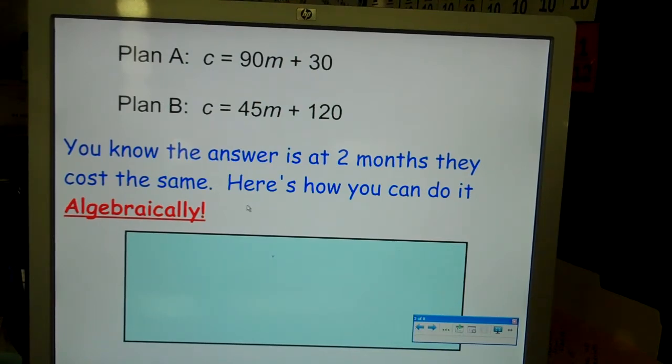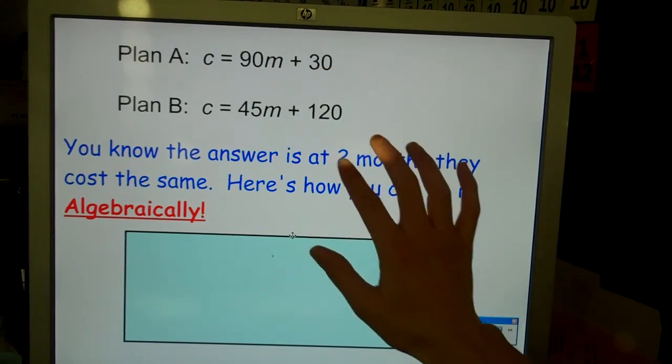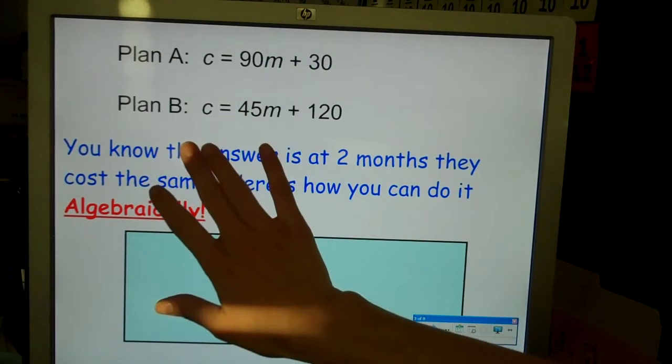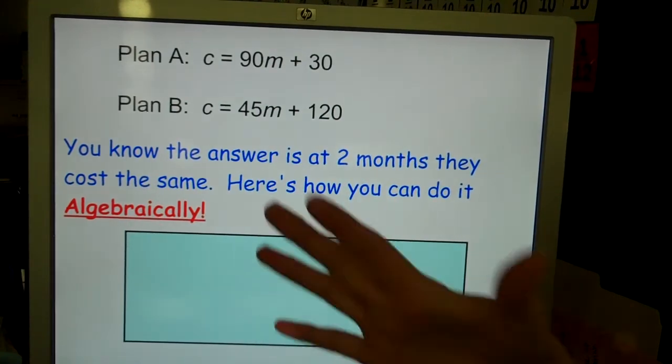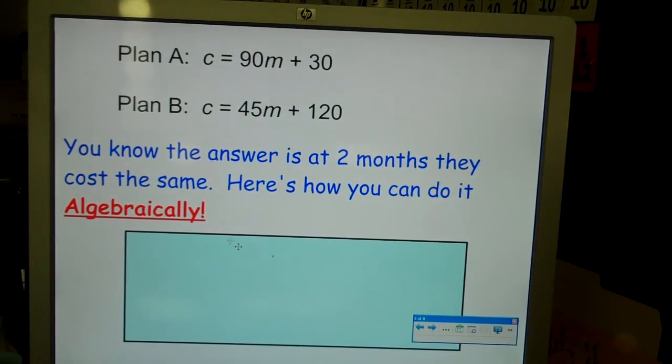Okay? You either did that through guess and check, or you graphed them and you found the solution, and you didn't even know what you were doing. You just knew how this kind of had to work. So some of you did guess and check and you figured out that the cost was going to be the same at 2 months, and then some of you graphed it. I'm going to show you how to do it algebraically now that we're actually in systems and we know what all of this stuff means.